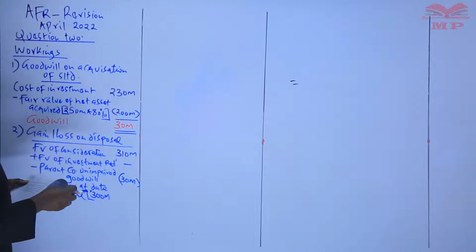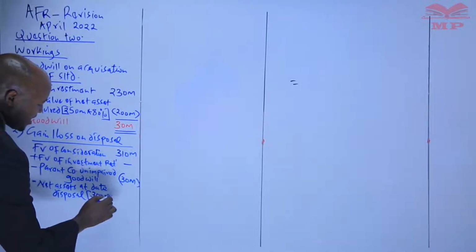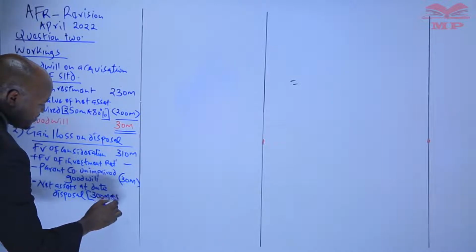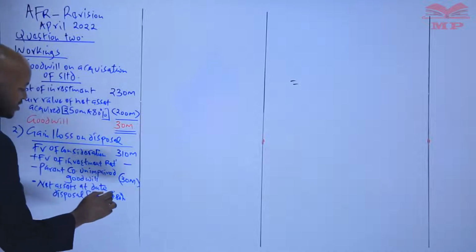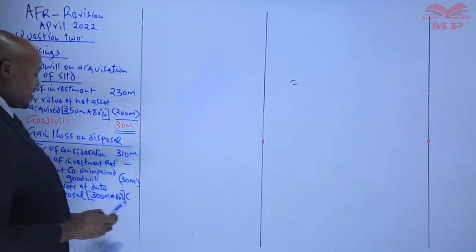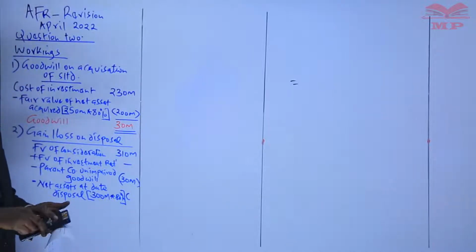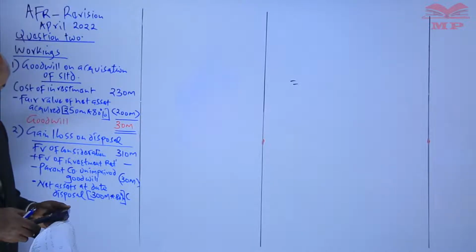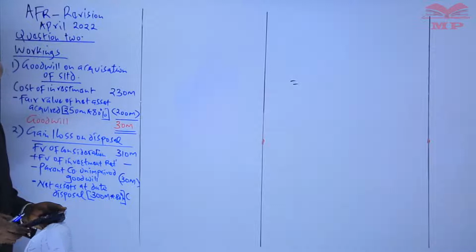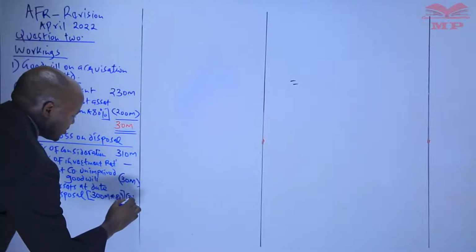So therefore what we do is that we take, remember here the parent company did not have 100% shareholding in that subsidiary. The parent company had 80%. So meaning that the net asset which were disposed will be taken to be 80% of 300 million. So let's determine 80% of 300 million. And this will give us 240 million.